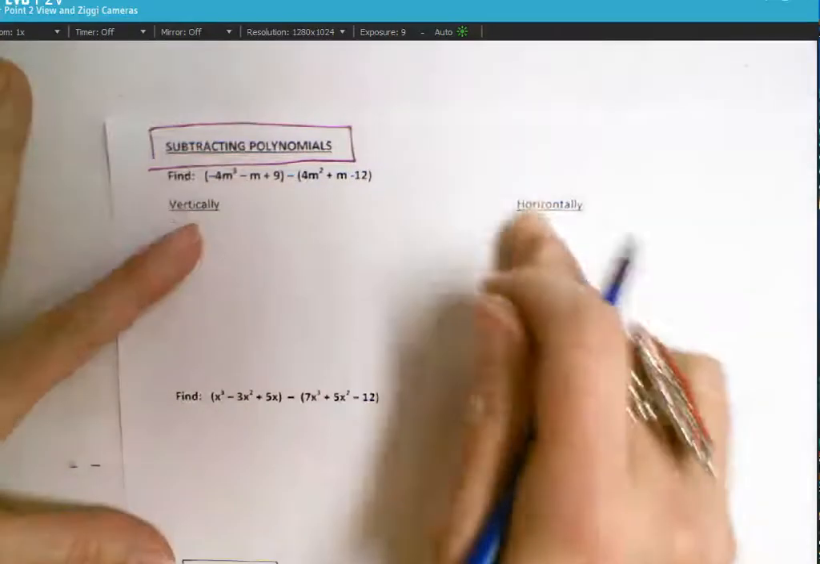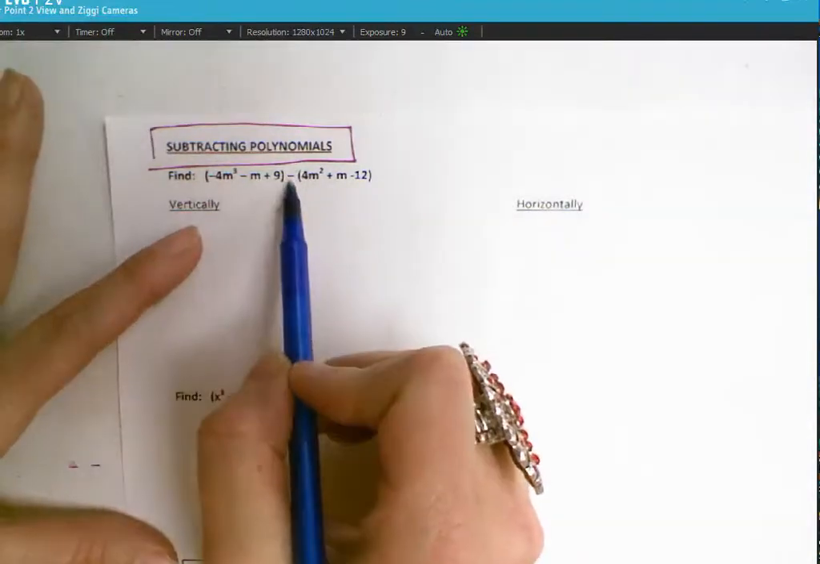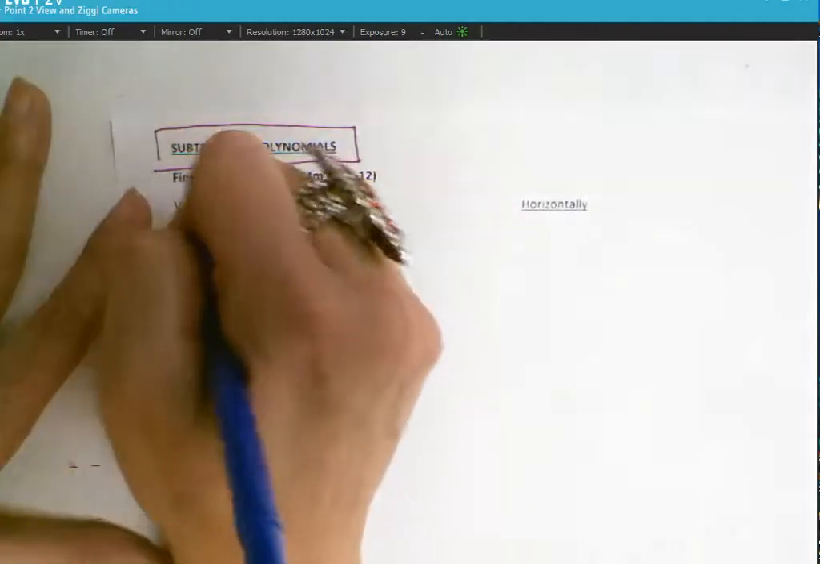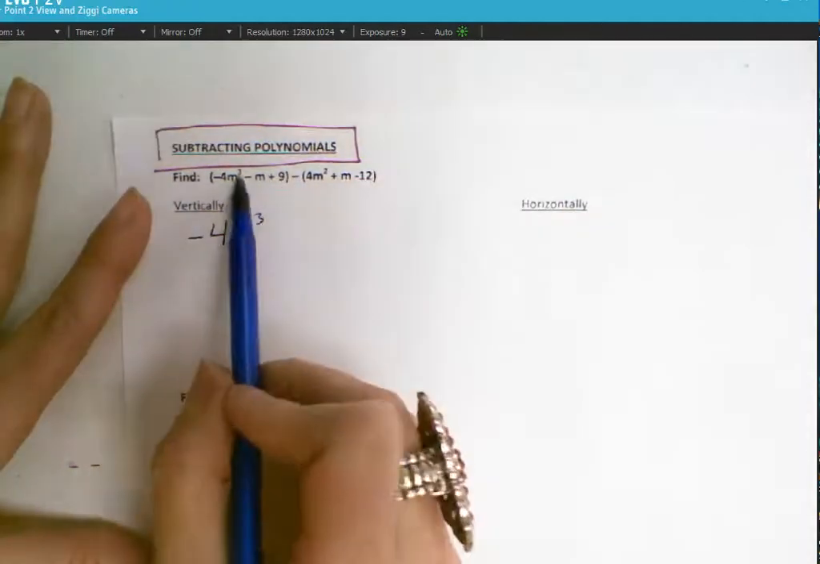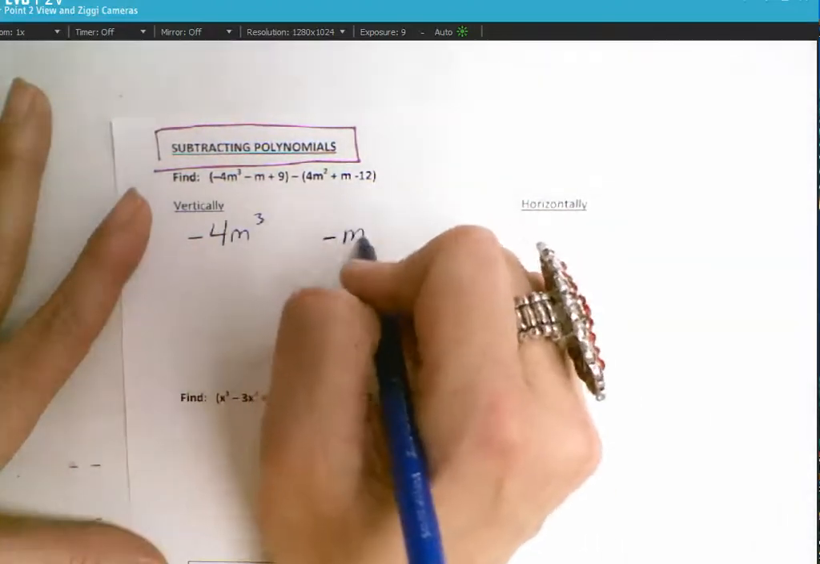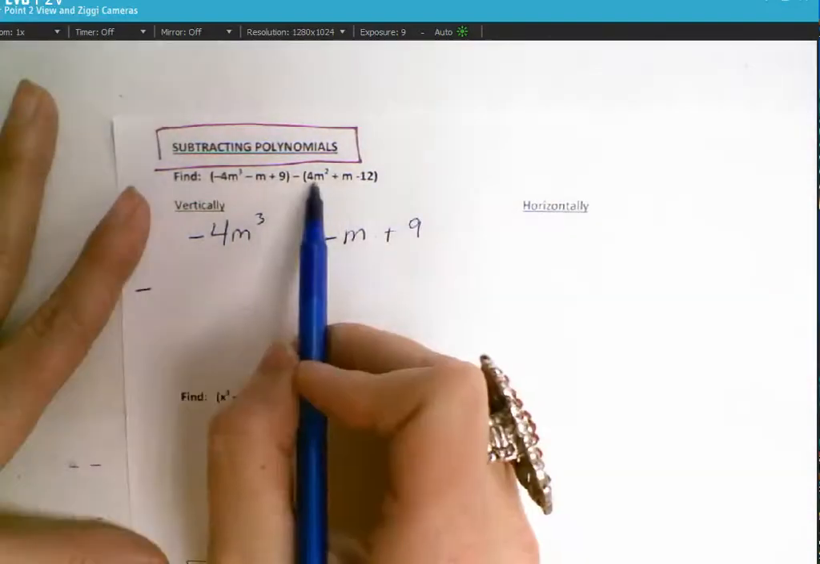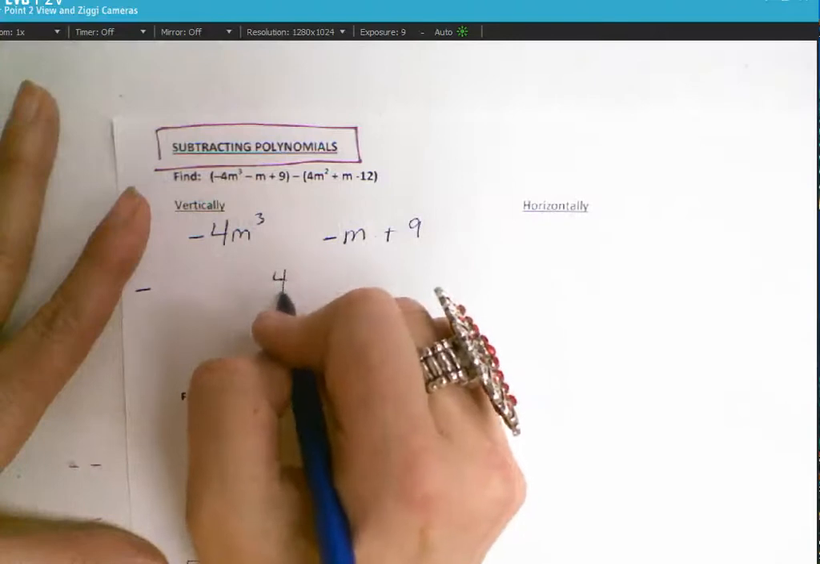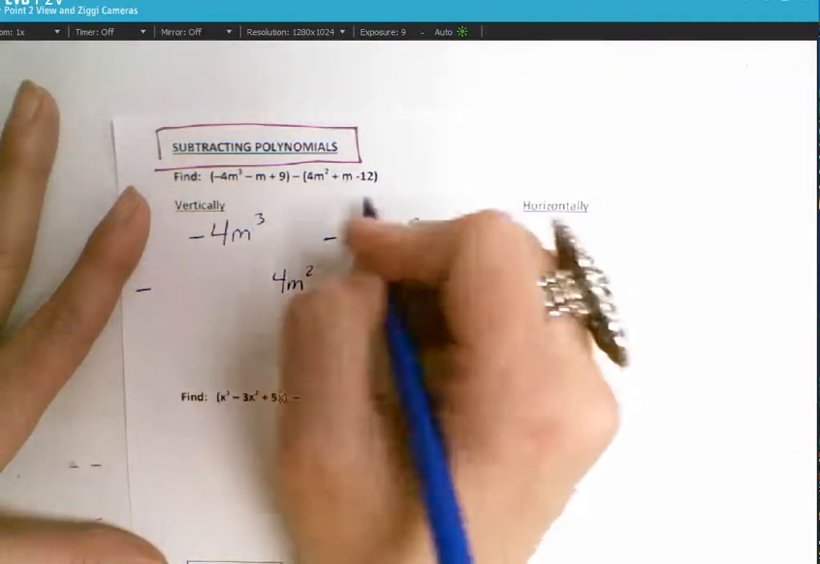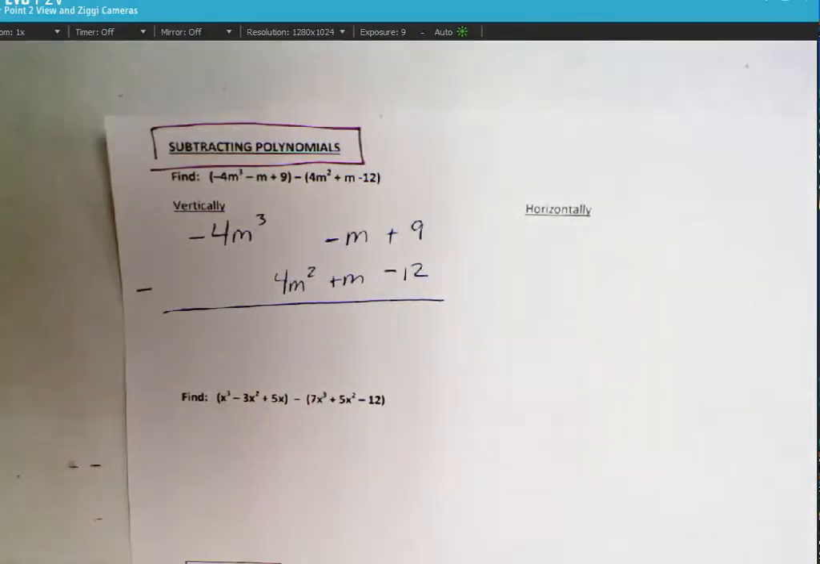So I want to start with this horizontal one. So I'm going to remember that when I subtract, I'm really just adding the opposite. So if I get in the habit of starting with the first, I have a third, I don't have a square, so I need to leave some space. Then I have minus m plus 9. Remember, I'm subtracting 4m squared, so I need to line it up, 4m squared, because I don't have one above. And I have m plus m minus 12. I don't change anything yet. I just line them up vertically.